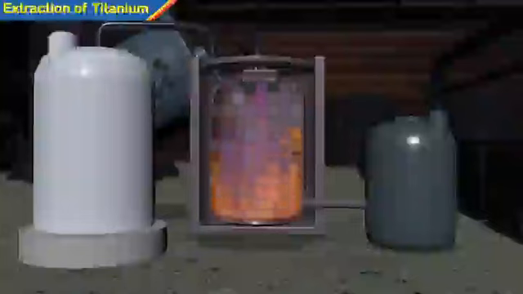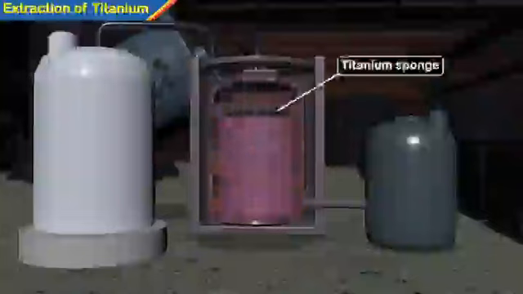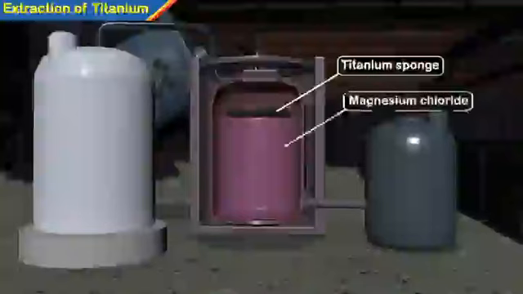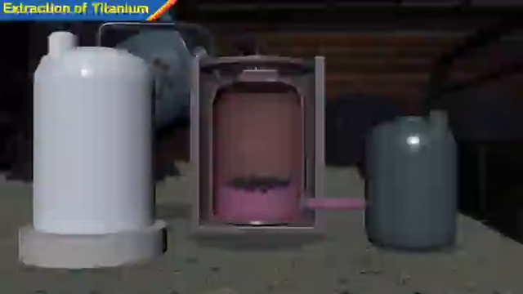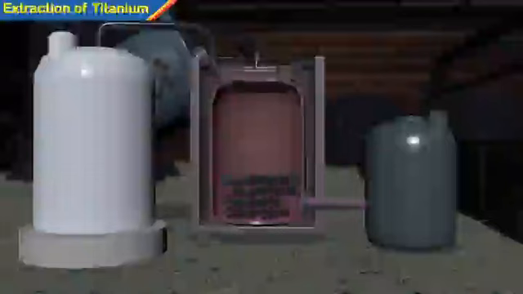This reaction is carried out under argon. Magnesium replaces titanium and produces a porous titanium sponge and magnesium chloride. This is an exothermic reaction. The magnesium chloride is drawn out by distillation under very low pressure and at high temperatures. Titanium sponge is left over in the boiler.